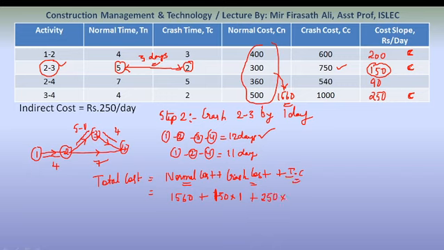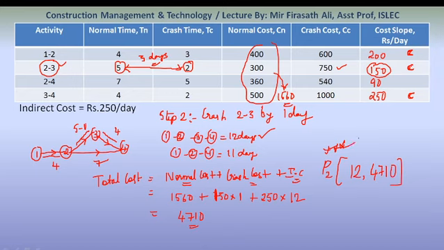How many days is the project now completing in? The project is completing in 12 days. So into 12. If we add all these values, the cost will be around 4710 rupees. So now we have got our point 2. What is point 2? The project is completing in 12 days. What is the cost of this? 4710. So we have got point 2.